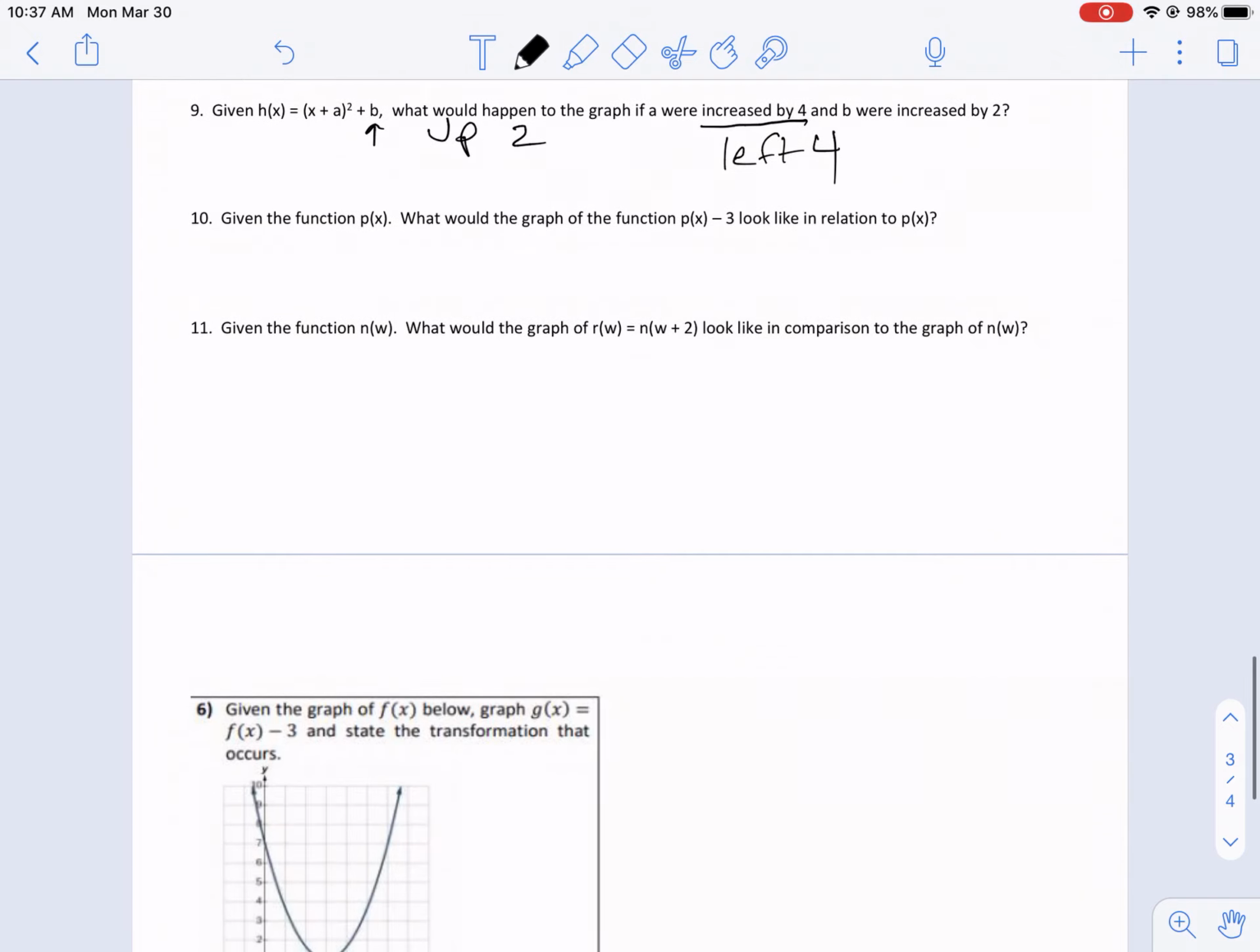Number 10, given the function p of x, what would this look like in relation? That is outside the function, so it's going to shift down 3. Number 11, given the function n of w, a new function, r of w, is taking the n function and shifting that by 2. And the 2 is with the w, it's in parentheses, so it's a horizontal shift, and it's going to shift left 2.